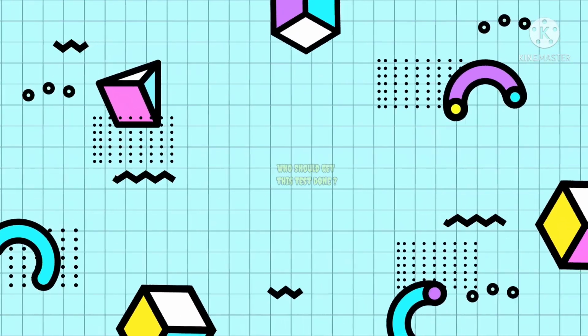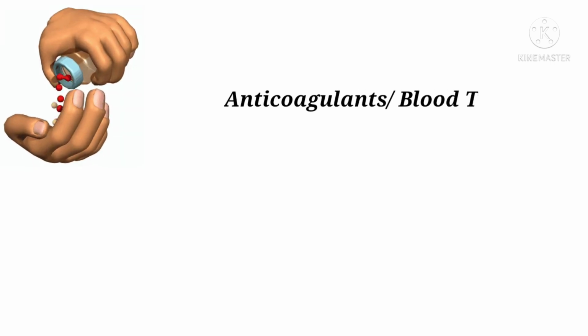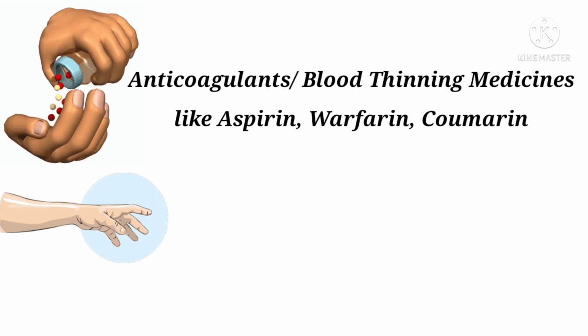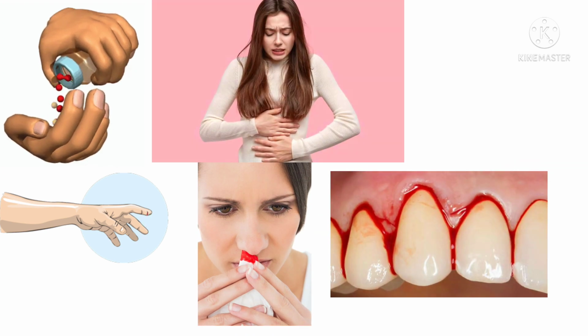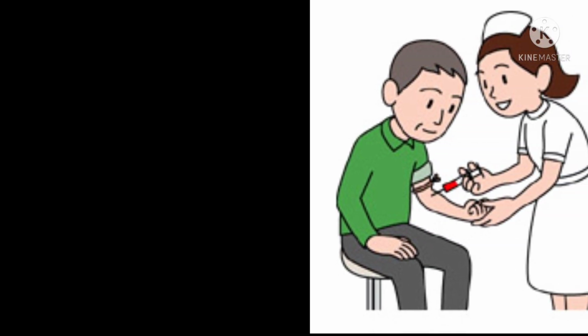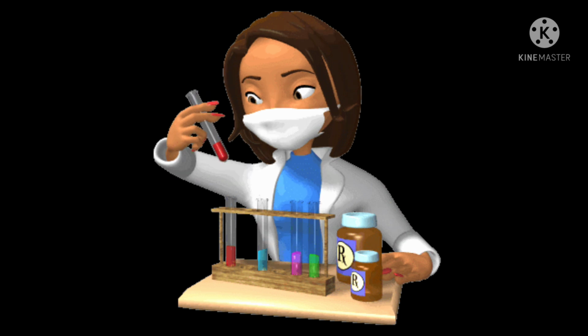Now we are going to discuss who should get this test done. Generally, people taking anticoagulant or blood thinning medications like aspirin, warfarin, coumarin, and people with unexplained or prolonged bleeding, excessive bleeding, nose bleeding, bleeding gums, menstrual bleeding, and also before surgery, this is one of the routine tests to be done. This is a simple blood test where a blood sample is collected from the vein and sent to the laboratory to assess the PT-INR values.